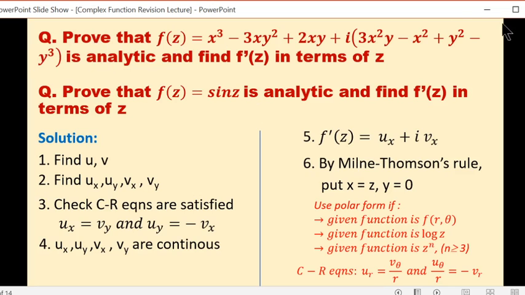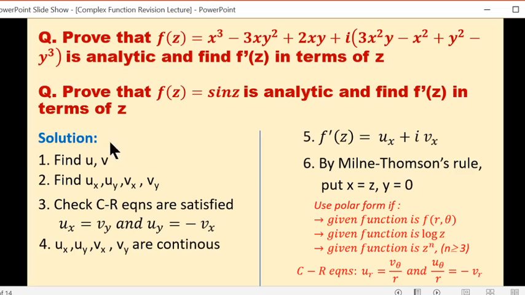Prove that f of z equal to, यहाँ पर देखो, f of z is given in terms of x and y, is analytic, and find f dash of z in terms of z. So the question can be asked like this, or it could be asked like this: prove that f of z equal to sin z. So here the function is given in terms of z, so it is analytic, and find f dash of z.